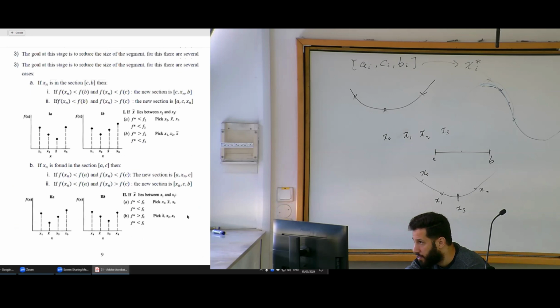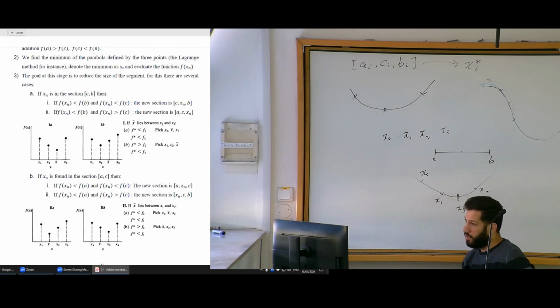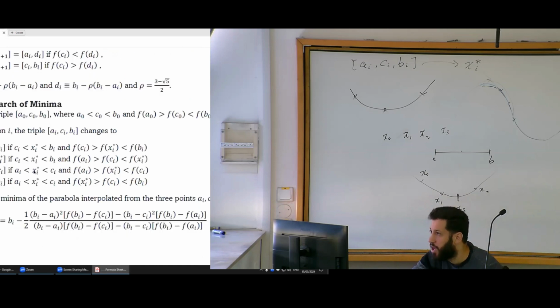So these are the four conditions. No, not this. It was another. Yeah. Yes.